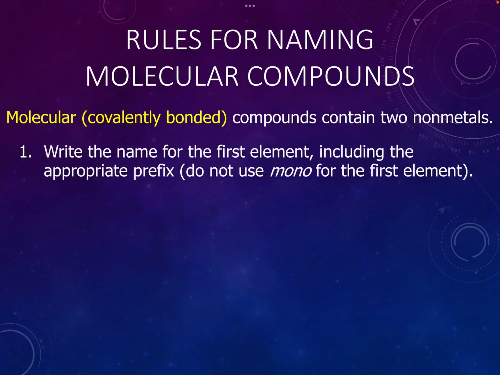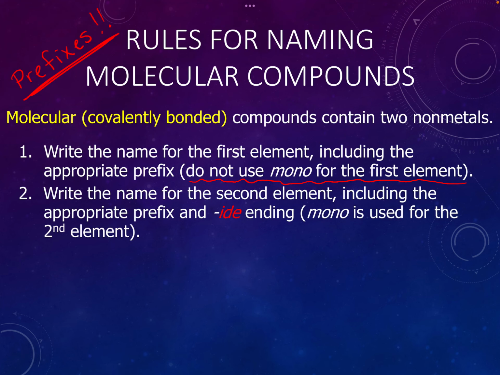So here are our rules for naming molecular compounds. They're actually really similar to the rules we've already used for naming ionic compounds, except we are going to use prefixes. Okay, so whenever you think about naming molecular compounds, I want you to think about prefixes. And I'll show you what I mean by that in a minute. But the first element is going to be named using the name from the periodic table, just like we've done before, and a prefix. The only exception to this rule is if you just have one of the first element, don't use mono. Okay, and we're going to go through lots of examples, but just don't use mono for the first element. I want you to remember that.